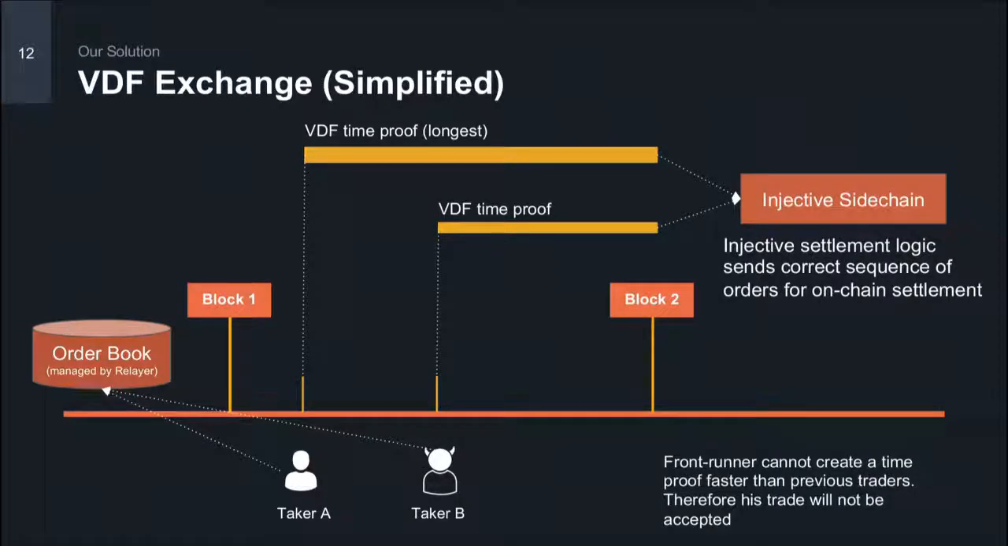Now since the front runner can't create a longer time proof, he won't be able to beat taker A from taking the order. Now, for time purposes, this is a very simplified model of how our protocol works, but we also use commit reveal, both interactive and non-interactive, and prevent against grinding attacks, and we also plan to integrate VDF ASICs in the future. Thank you.